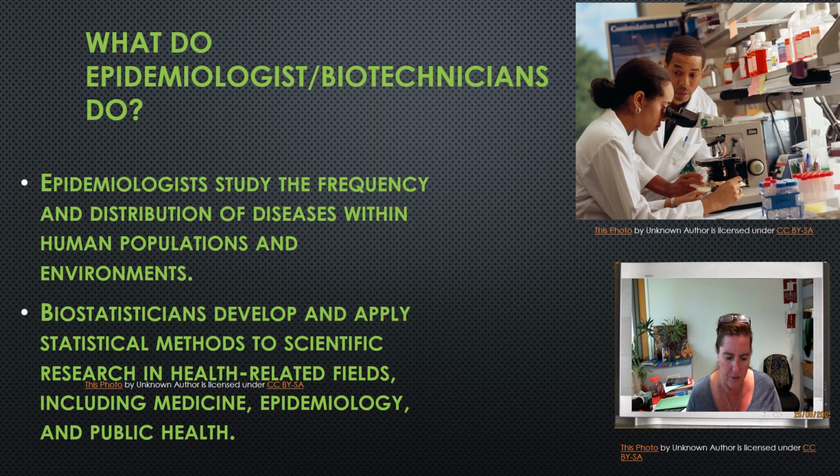So our biostatisticians, on the other hand, are looking more at developing and applying statistical methods to scientific research in health-related fields. The role of the biostatistician is really important, particularly when it comes to designing studies and analysing data from research problems. They help formulate scientific questions, and they will decide what sampling techniques to use. So if we look at our outbreaks of salmonella, our biostatisticians are going to help us decide what type of study we might need to do.